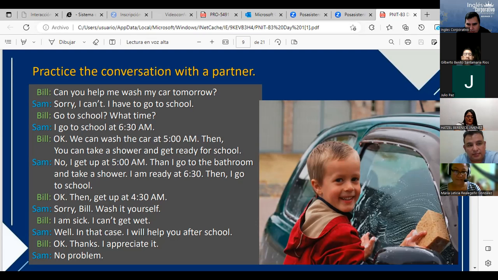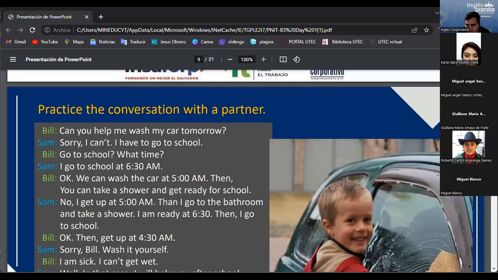¿Algún otro compañero? Hola. Okay, comienzo entonces. Okay.